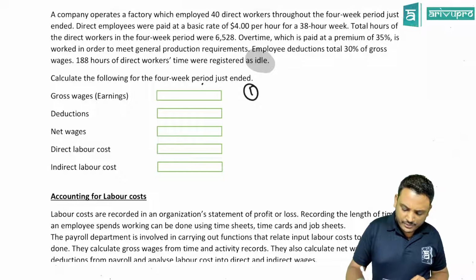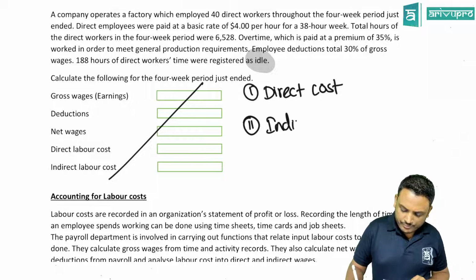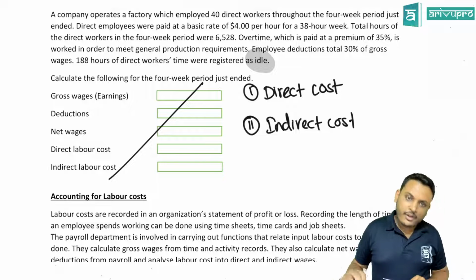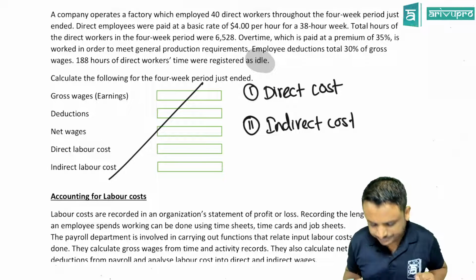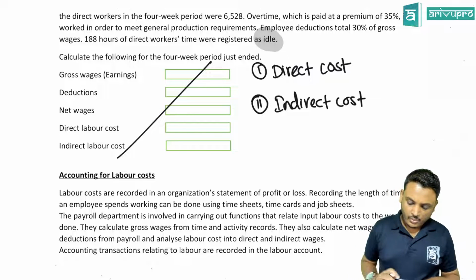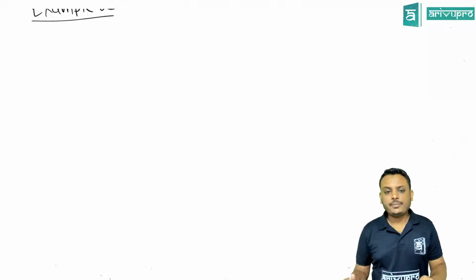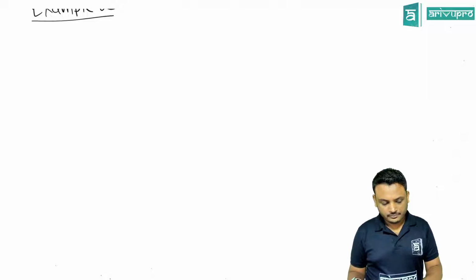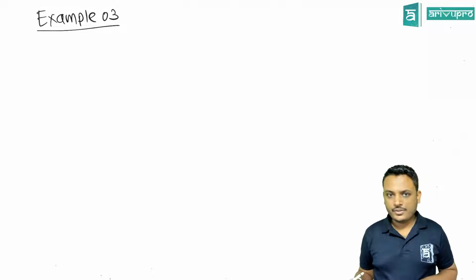Make it like this. I'll cover everything together. Calculate the direct cost. Calculate the indirect cost. Direct cost and indirect cost. Make it like that. It's very easy. But let's do this question. Example number 3. In the question they ask for direct cost and indirect cost.